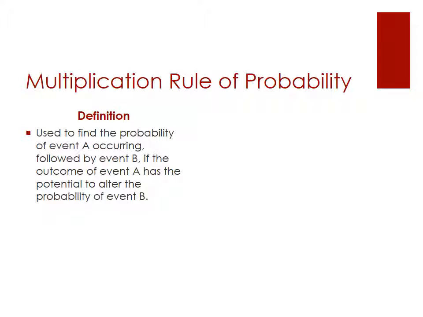In this section, we're going to get started looking at the multiplication rule of probability. Let's go over an introduction to what we're going to be looking through in this section. When we're looking at the multiplication rule of probability, we're using this to find the probability of any event A occurring followed by a second event B. And we're looking at the possibility that the outcome of event A has the potential to alter the probability of event B.